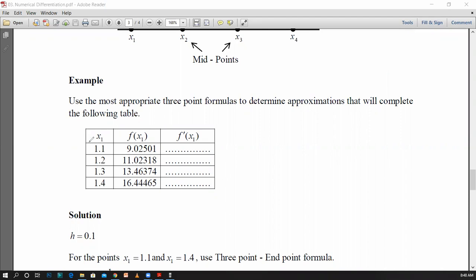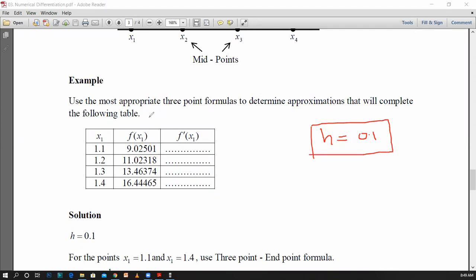Therefore, here we need to identify the value of h. Actually, when we calculate the value of h, we take the difference between any two consecutive given points. Therefore, if you take the difference between 1.1 and 1.2, the value of h is equal to 0.1. And if you are using these methods, then the value of h should be the same for all these cases. Between these two it is 0.1, and between these two also we have the value of h as 0.1.